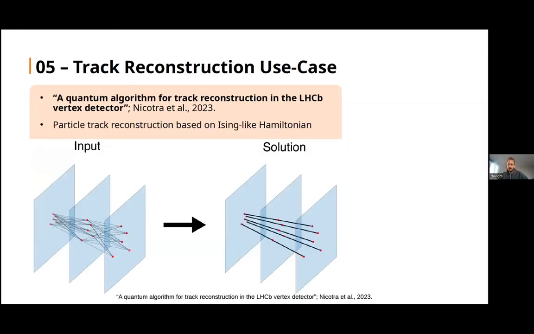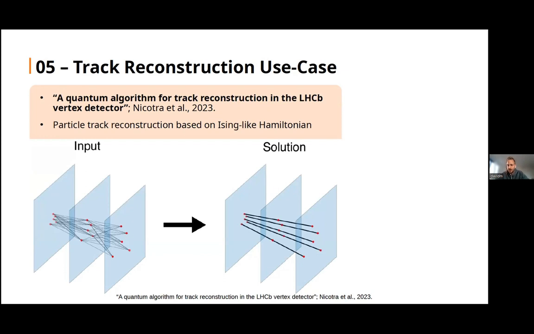And now as the last part of my talk, I'm going to talk you through a use case that's also been done using our framework and has been published this year, which is named a quantum algorithm for track reconstruction on the LHCb vertex detector. And this is a particle track reconstruction use case based on Ising-like Hamiltonians, which you already heard something about in the first talk.